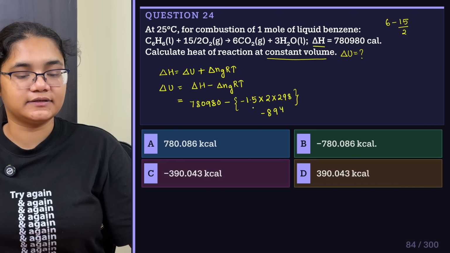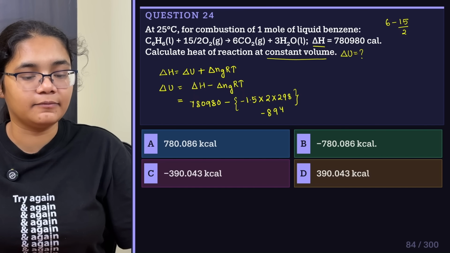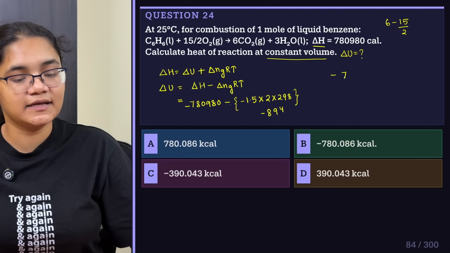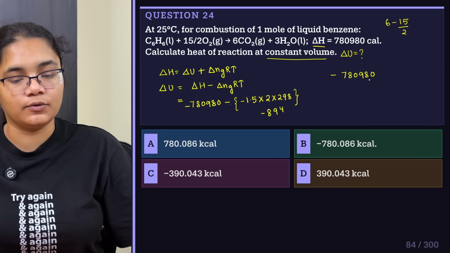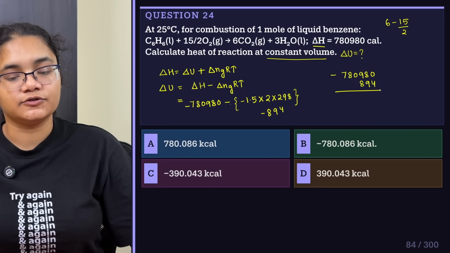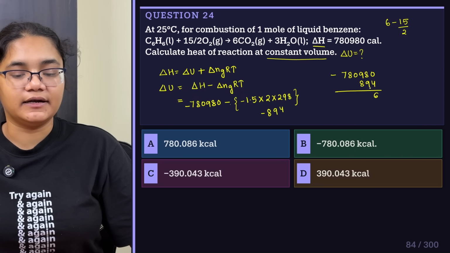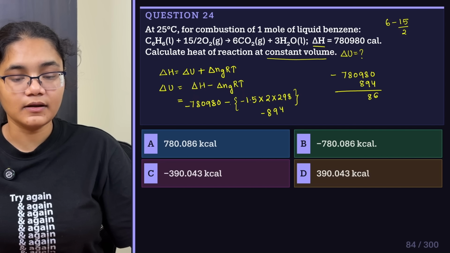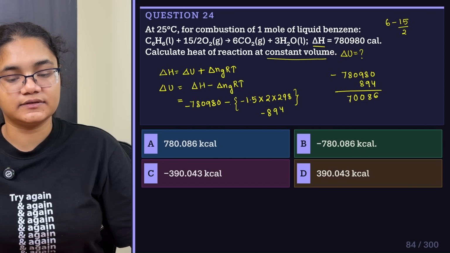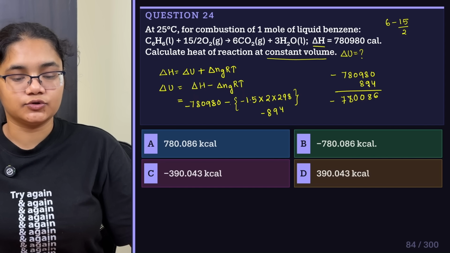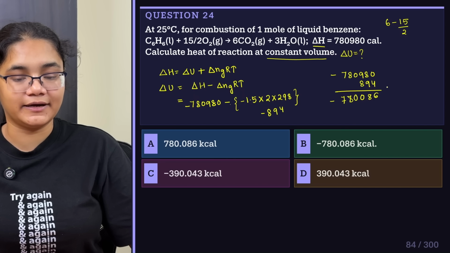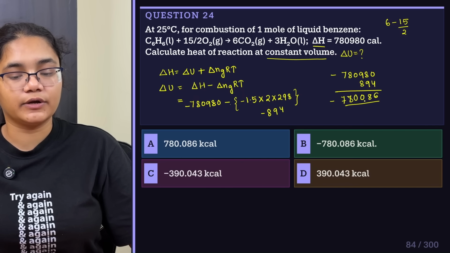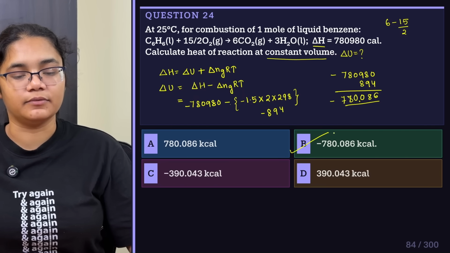Here one more thing, the enthalpy of combustion is always negative, so this one has to be negative. Now minus minus is positive, so minus 780980, and this side I have 894, so 10 minus 4 is 6, 17 minus 9 is 8, then 0, again I have 0, 8 and 7. So 780086 we will get. Now to convert it into kilocalorie, one decimal will come, so option number B here.